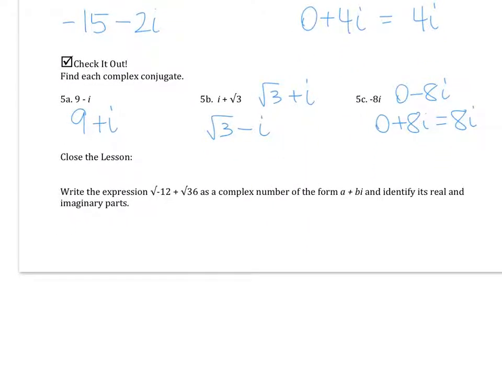So closing the lesson, I'm going to write the expression the square root of negative 12 plus the square root of 36 as a complex number in the form of a plus bi. We're going to identify the real part and the imaginary part. So the first thing I'm going to do is simplify this. The square root of negative 12 is the square root of negative 1 times the square root of 12, which is i, and this is 4 and 3, so that would be 2 root 3. And the square root of 36 is just 6. So writing that in complex form would be 6 plus 2i root 3.